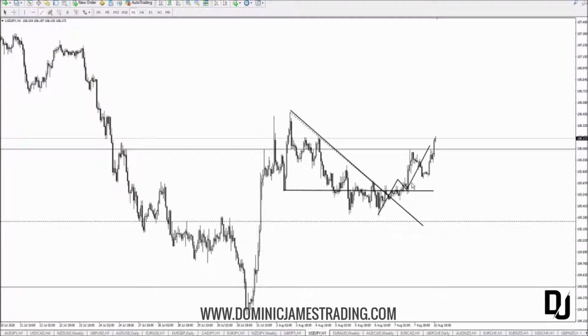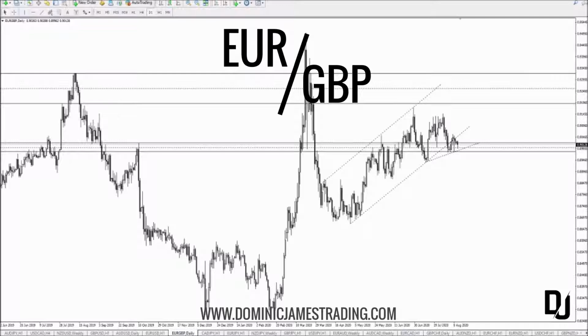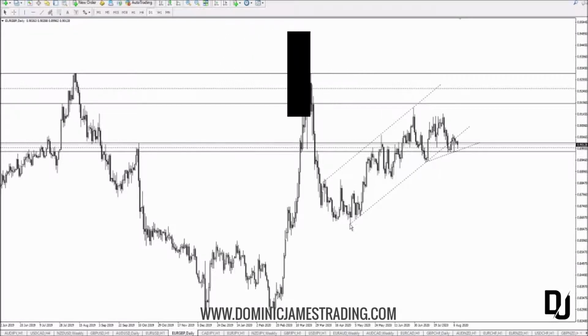It was late on Friday, so we didn't get much movement, but all in all, everything's setting up for this to go higher. We just need to wait for that Monday close, that daily close above this level, and if we get that, that should give me the green light to start buying dollar yen. So moving on to euro pound, and this is the structure that I'm watching.